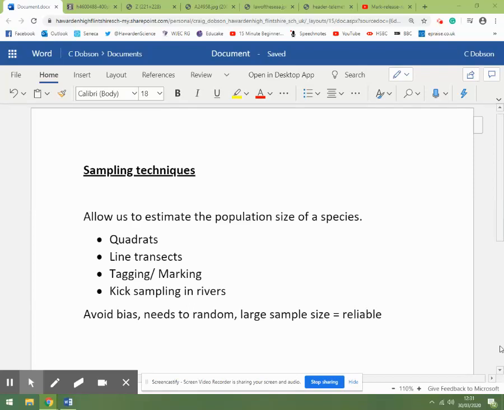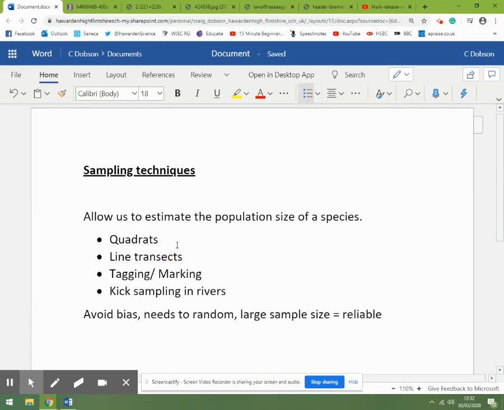Okay, so in the previous video we were looking at what biodiversity is and how we can protect biodiversity. So let's have a look at how we can actually measure biodiversity using sampling techniques. Now we look at two groups of sampling techniques, if we're talking about plants or if we're talking about animals.